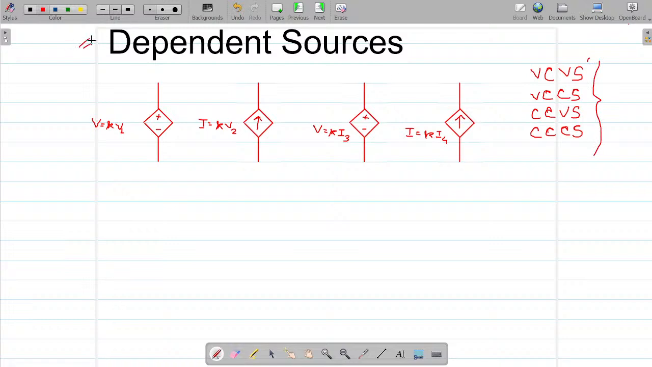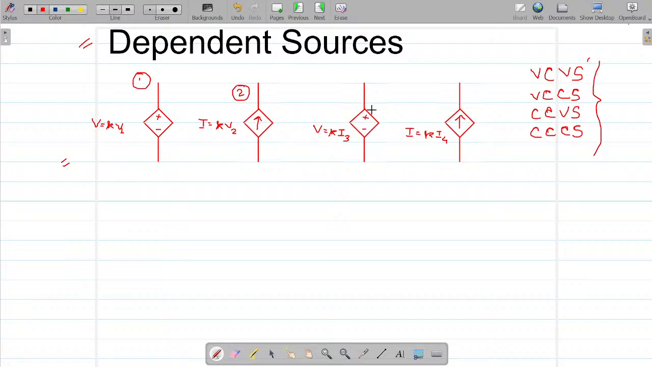Now let me tell you how to define what kind of source a given particular thing is. Okay. So one, you need to realize what is the symbol given here. That would tell you what kind of source it is. For example, in the first case, the symbol given here is plus minus, which means it is a voltage source. Here, the symbol given is a direction of current. So in the second case, it would be a current source.